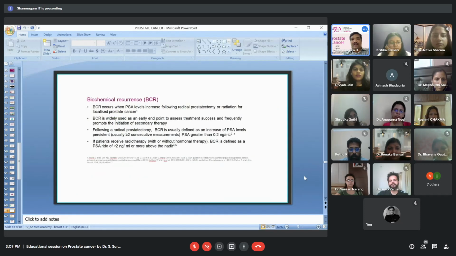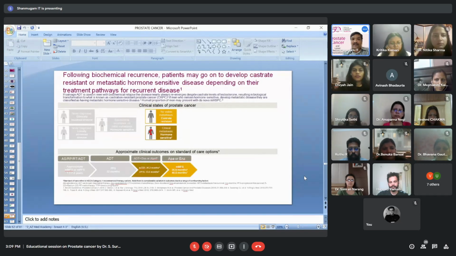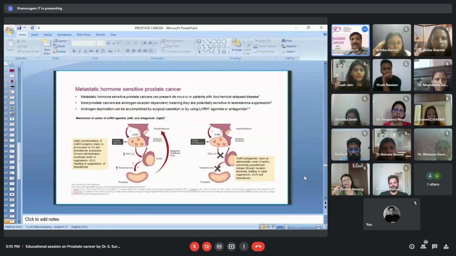And biochemical recurrence is when we have an increase in PSA levels. If it is increased by more than 2 nanograms per ml above the nadir level, then there is a biochemical recurrence. So we have various combinations of treatment. We will be going with another line of treatment which the patient has not been previously exposed to.